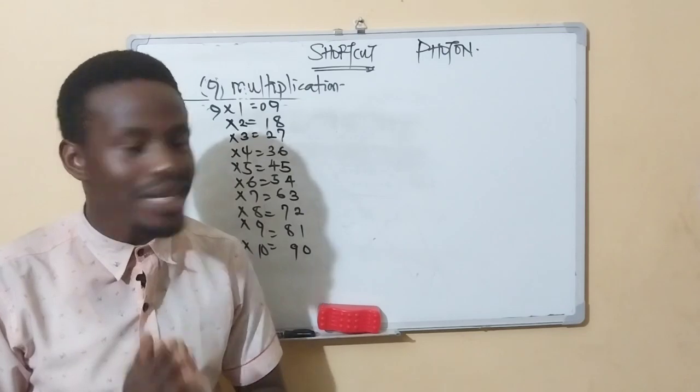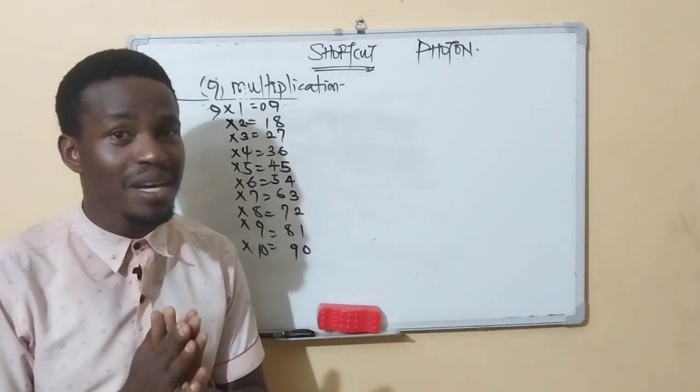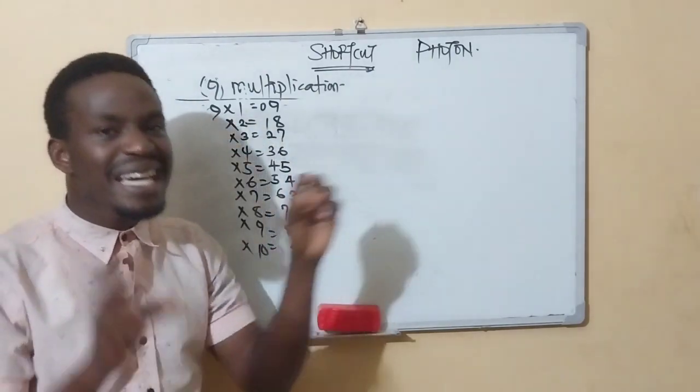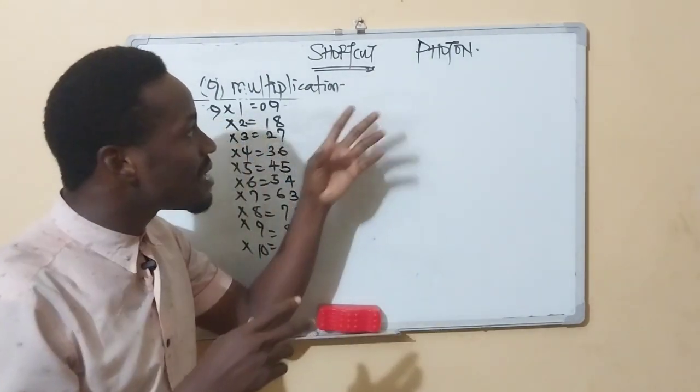Mathematics is not difficult. There are tricks and there are principles that can be applied, and math is going to be fun. I'm not called Photon the Light for nothing. There's a reason why I was given this name.